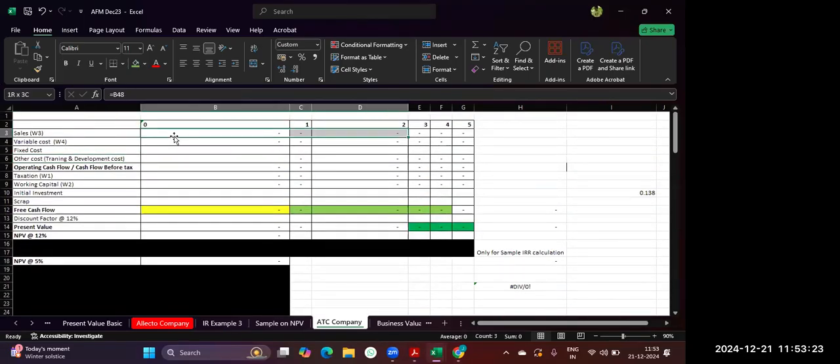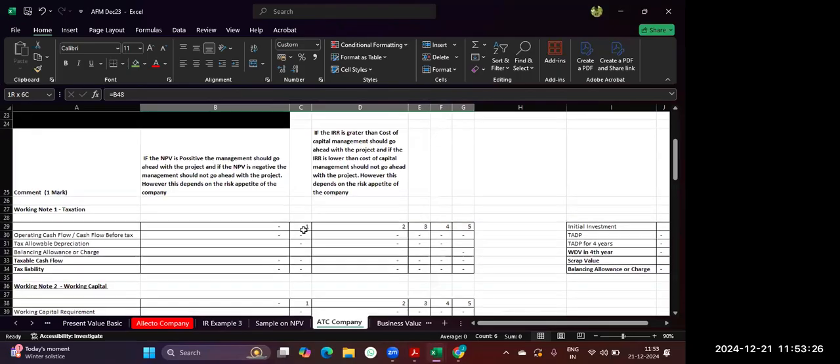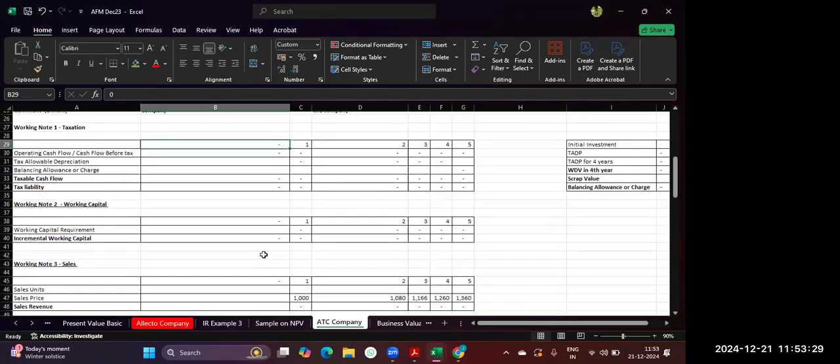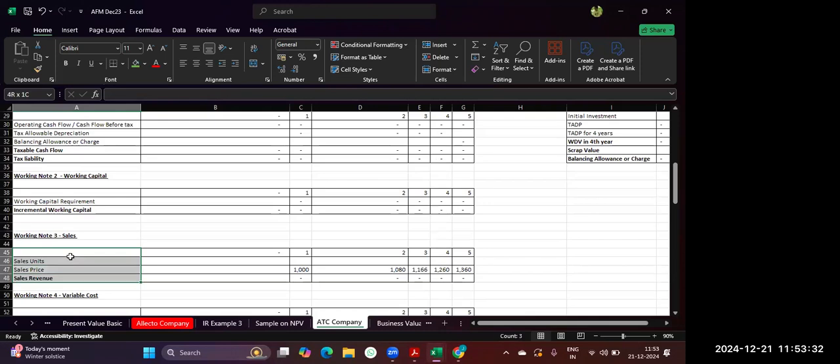First we need to fill our sales. Correct? Okay. Now, sales is my working note 3, right? Do you know why I am doing a separate working note for this? Because we need to adjust the inflation. Sales revenue is not directly given to me. If it is not directly given, I'll have to do a lot of multiplications: number of units, multiply by sales price, multiply by the inflation and all.